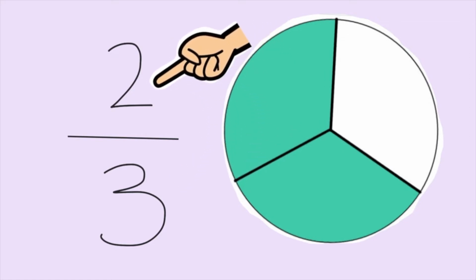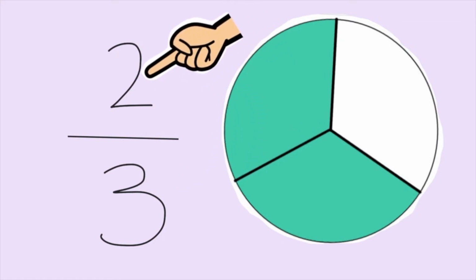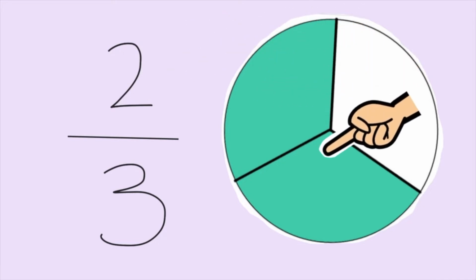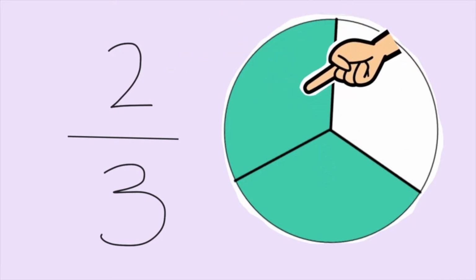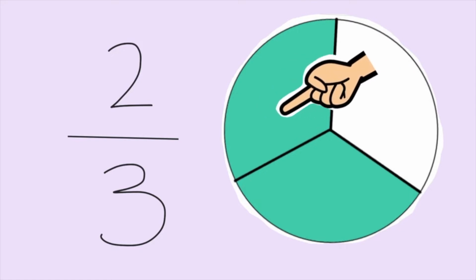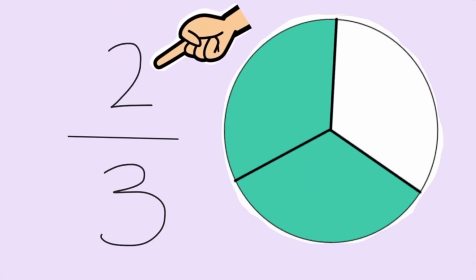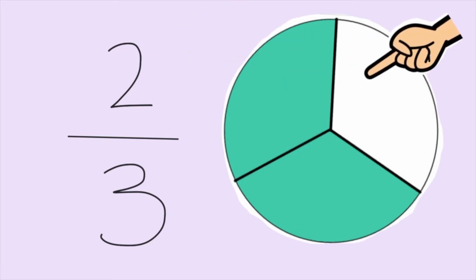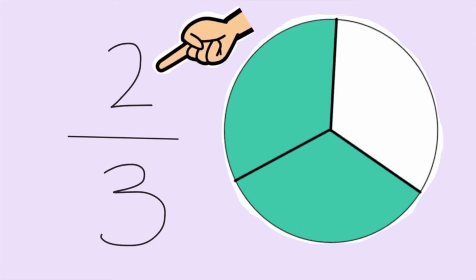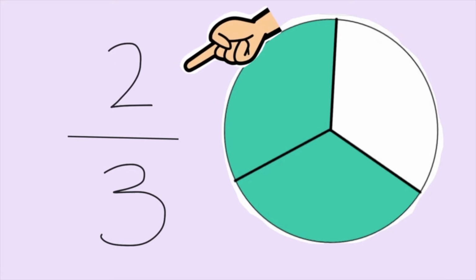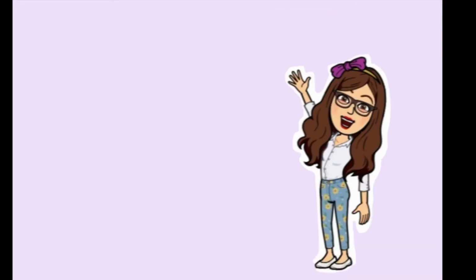The numerator, the top number, represents how many parts that we are counting or we're working with. So here we can see that there are 1, 2 coloured in. So we can see that the numerator is 2. This picture here shows 2/3, and this fraction here says 2/3. Now we're ready to do parts of a fraction.